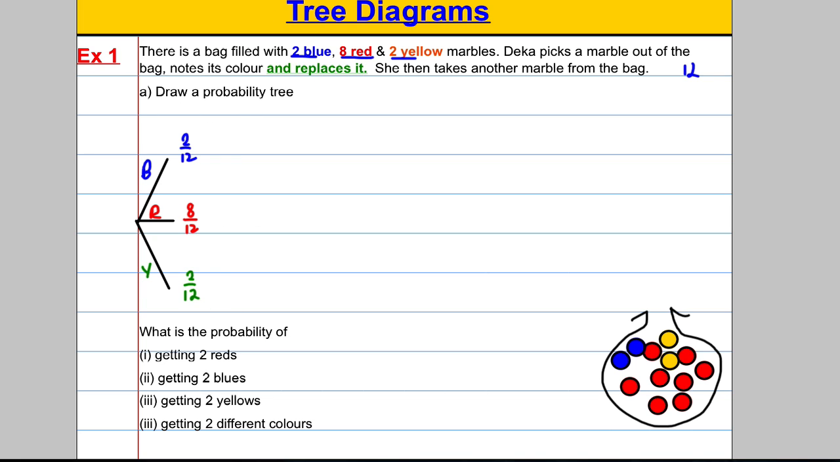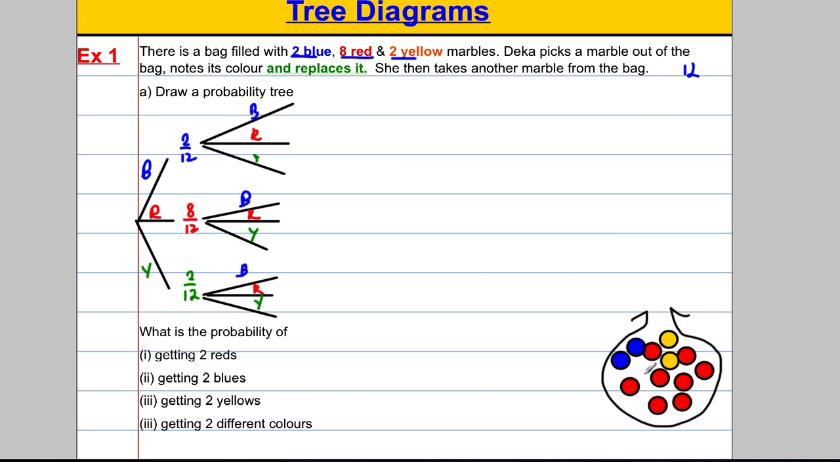Having picked one of these, she picks another one again. So if she picked a blue, she can pick another one again, and she either gets a blue, a red, or a yellow. Again, a blue, a red, or a yellow, and again a blue, a red, or a yellow. Okay, so I'm going to write these in: blue, red, yellow, blue, red, yellow, and blue, red, yellow.